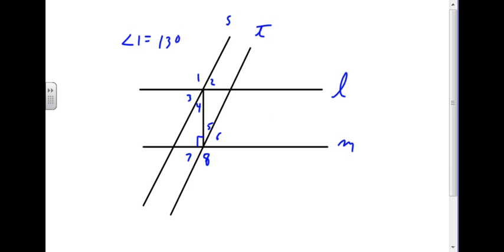All right, well, I'll change colors. Maybe we ought to write that as 130 degrees. Okay, so if angle 1's 130, then angle 2 is going to be 50 because they're complementary. And then angle 3 is also going to be 50. And angle 4 is going to be 90 minus 50, or 40. Angle 5 is going to be 40.